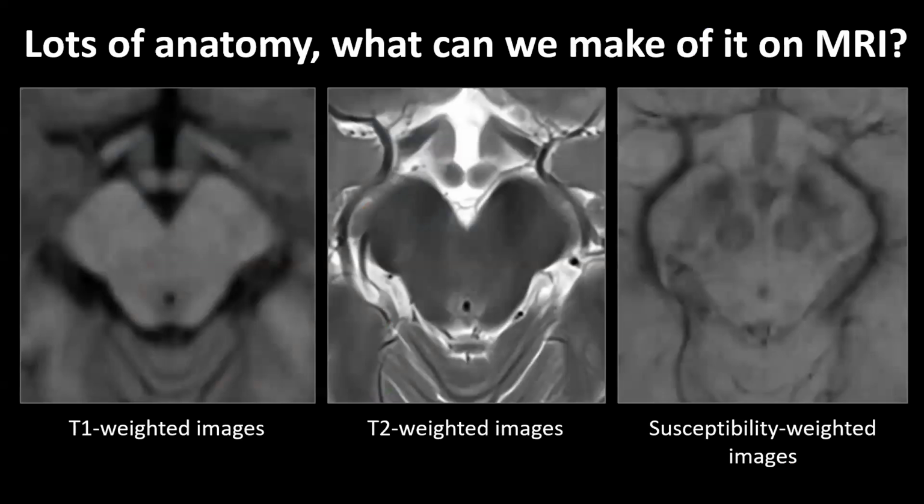And this is what the midbrain looks like on conventional T1 weighted images, T2 weighted images, and susceptibility weighted images. And as already said, despite this very richness in anatomy, in this very small structure, we can only make up very little on conventional images. Basically, we see most on susceptibility weighted images. We can clearly see the extrapyramidal nuclei of the substantia nigra and the red nucleus because, due to iron deposition, these have a lower signal.